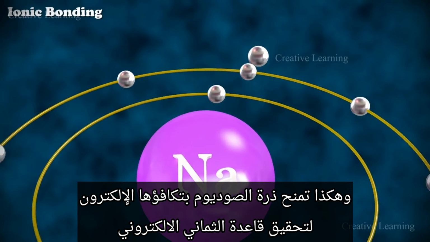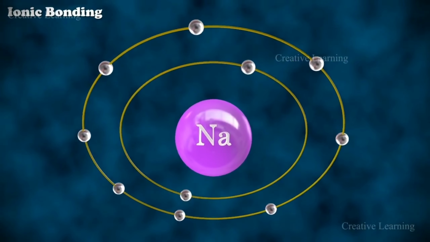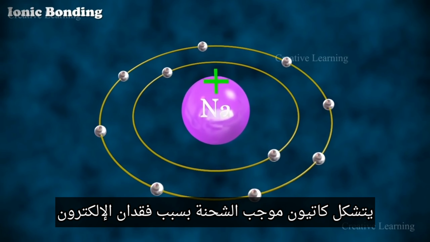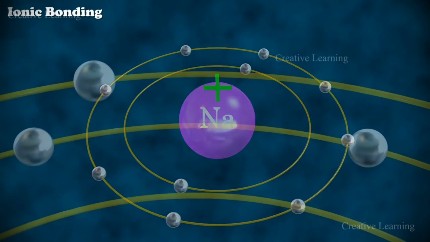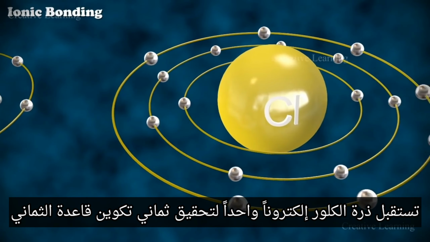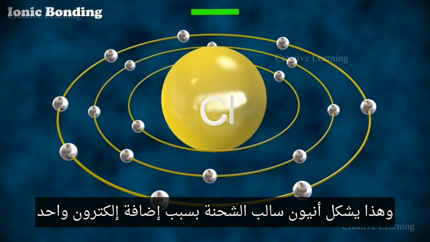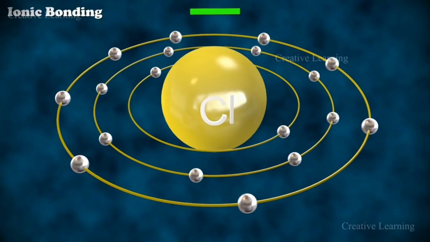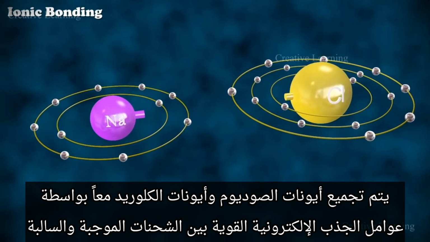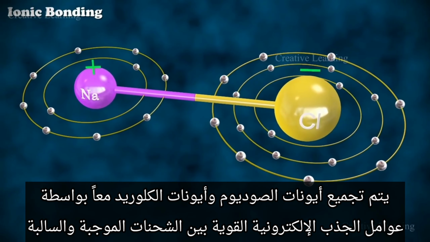Thus, the sodium atom donates its valence electron to achieve stable octet configuration. This creates a positively charged cation due to the loss of an electron. The chlorine atom receives one electron to achieve its stable octet configuration. This creates a negatively charged anion due to the addition of one electron. The sodium ions and chloride ions are held together by the strong electrostatic attractions between the positive and negative charges.